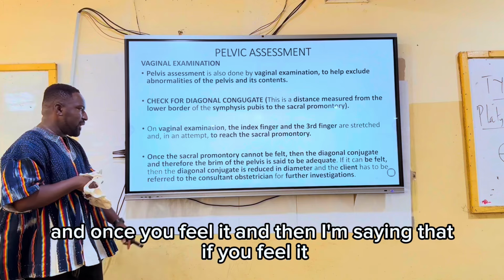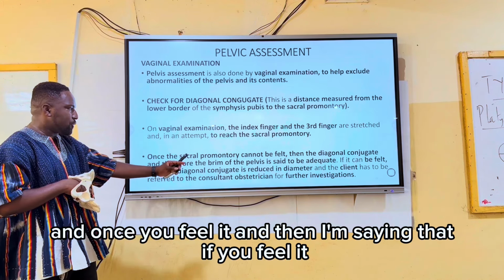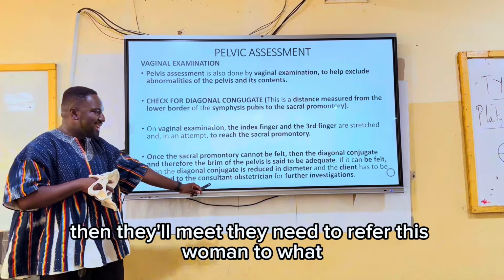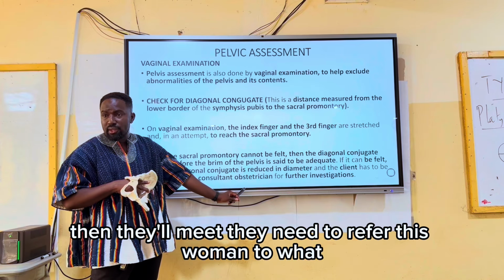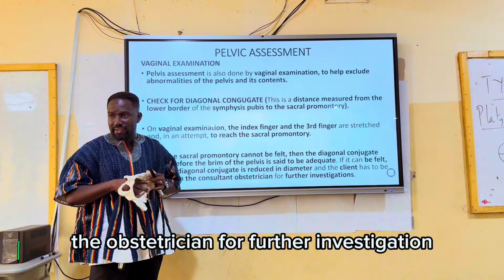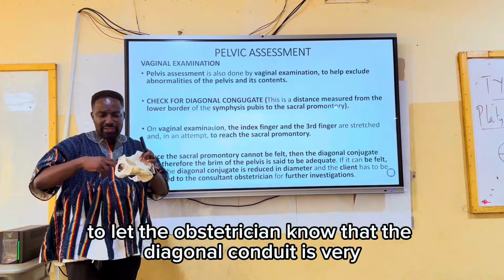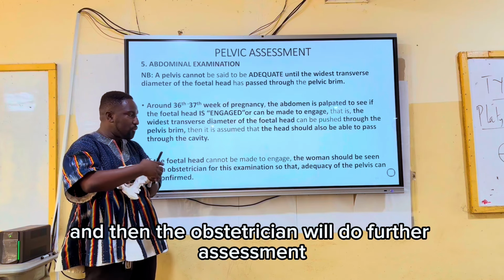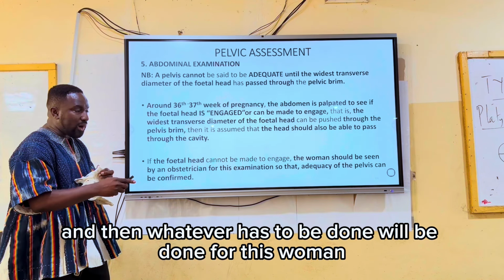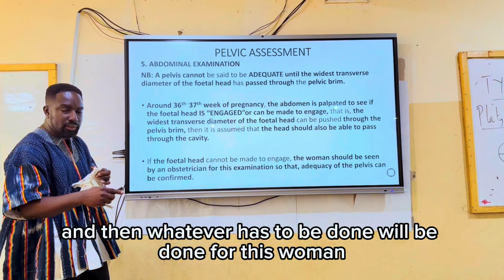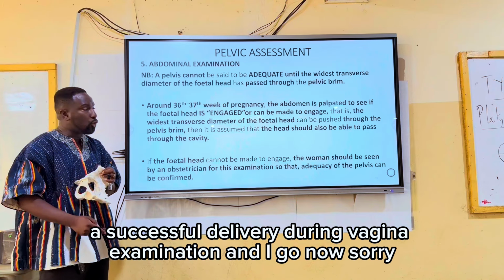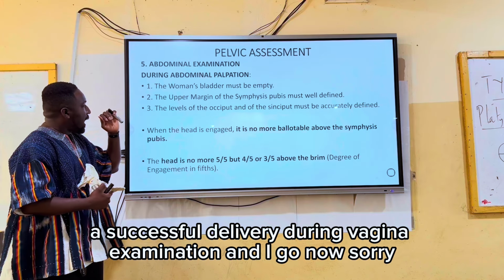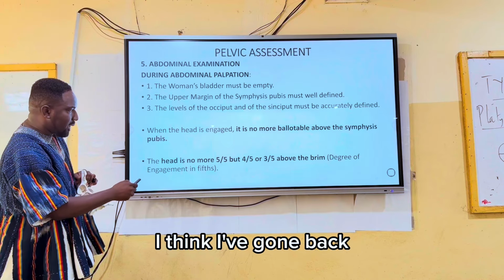Yes. And once you feel it, it means that the diagonal conjugate is reduced. Then they need to refer this woman to what? The obstetrician for further investigation, to let the obstetrician know that the diagonal conjugate is very what? Is very short. And then the obstetrician will do further assessment. And then whatever has to be done will be done for this woman to prepare the woman for what? A successful delivery. During vaginal examination and abdominal, sorry, I think I've gone back.